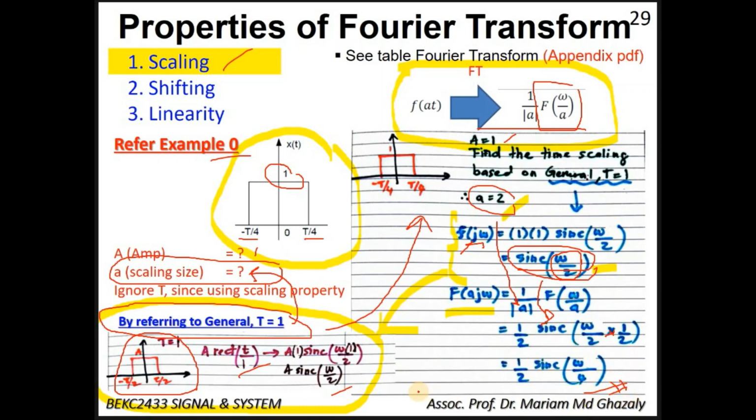So this is an example of using scaling property. Of course, if you do not want to use the scaling property, you can always use the previous transformation. It means that you don't need to use the scaling property but directly derive it from the Fourier transform equation.